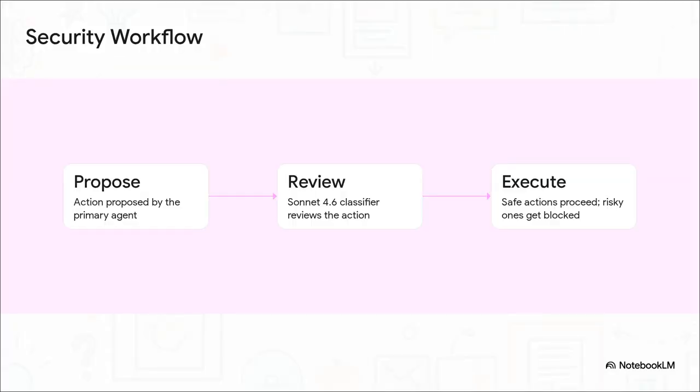Every single action the agent wants to take has to go through this specific security checkpoint workflow. First, the primary agent proposes an action, like, hey, I want to edit this file, or let's run this bash command. Second, that Sonnet 4.6 classifier intercepts and reviews that exact action. Step 3, if the action is safe, boom, it proceeds. But if it's deemed risky, like say it's trying to delete a critical directory or something wild, it gets immediately blocked or it escalates the prompt right back to you for human approval.